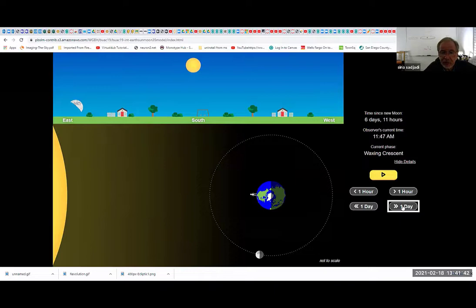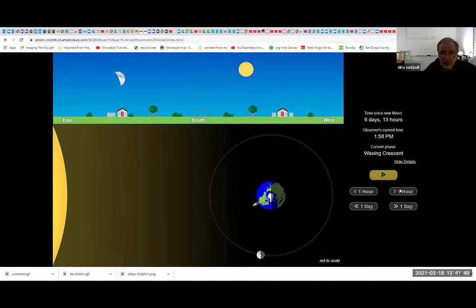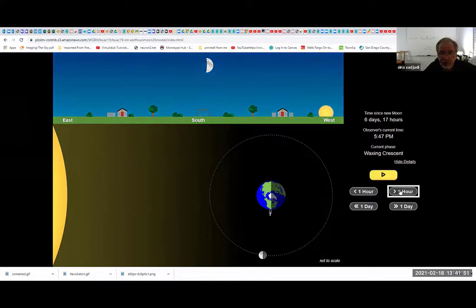Another day, now we're starting to see very close to a quarter moon. So let me go with just a few hours. I don't want to go too far. Okay, so now you're seeing a quarter of the moon. If you think of the moon as having 4 quarters, 2 quarters are back here, 2 quarters in the front, 1 quarter is dark, 1 quarter is light. That's why we call this a quarter moon.